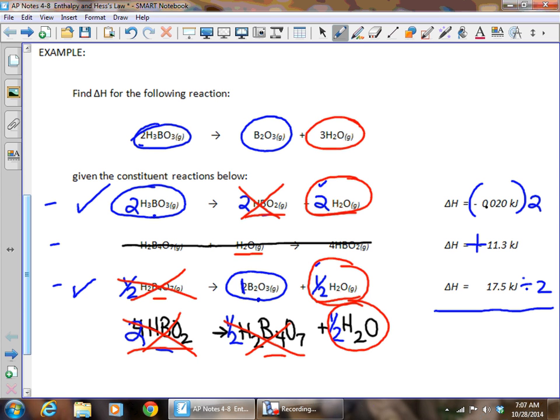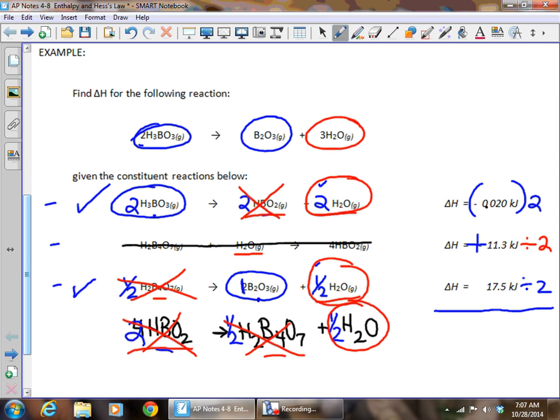So one thing we also need to do, and I told you it was my Achilles heel that I almost forgot to do. What did I forget to do when I halved that reaction? Yeah, I almost forgot to go over here and halve the delta H values. So make sure you do all of that.